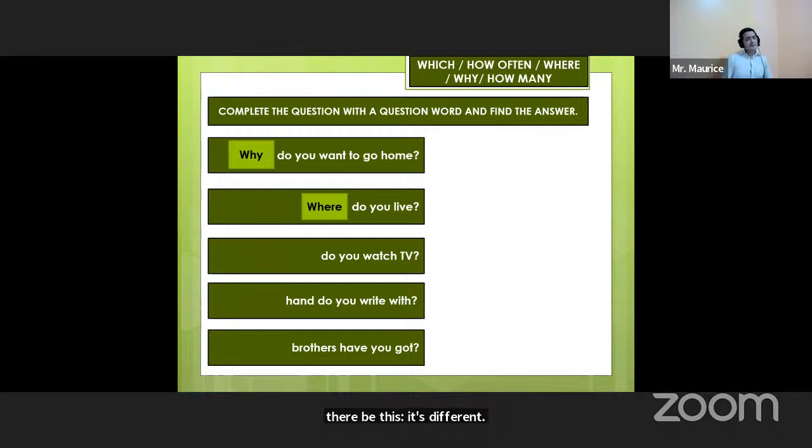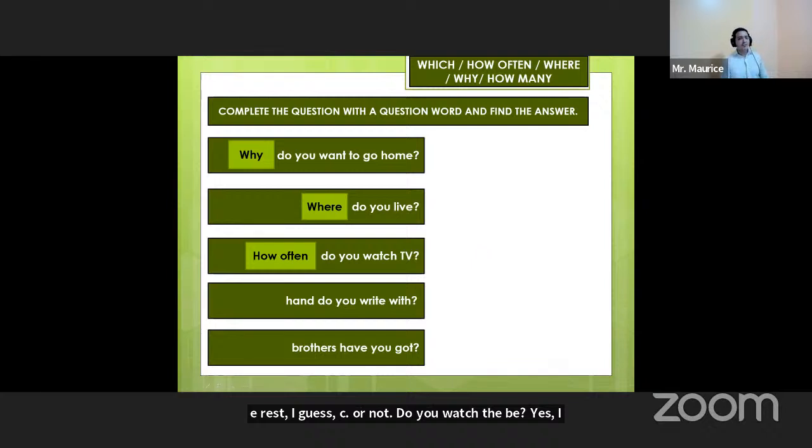¿Ves televisión? Pues no te da oportunidad a decir tu punto de vista. Aquí es sí o no. Do you watch TV? Yes I do or no I don't. But how often do you watch TV? ¿Cuán a menudo ves televisión? In the same things. Which hand do you write with? ¿Con qué mano escribes?